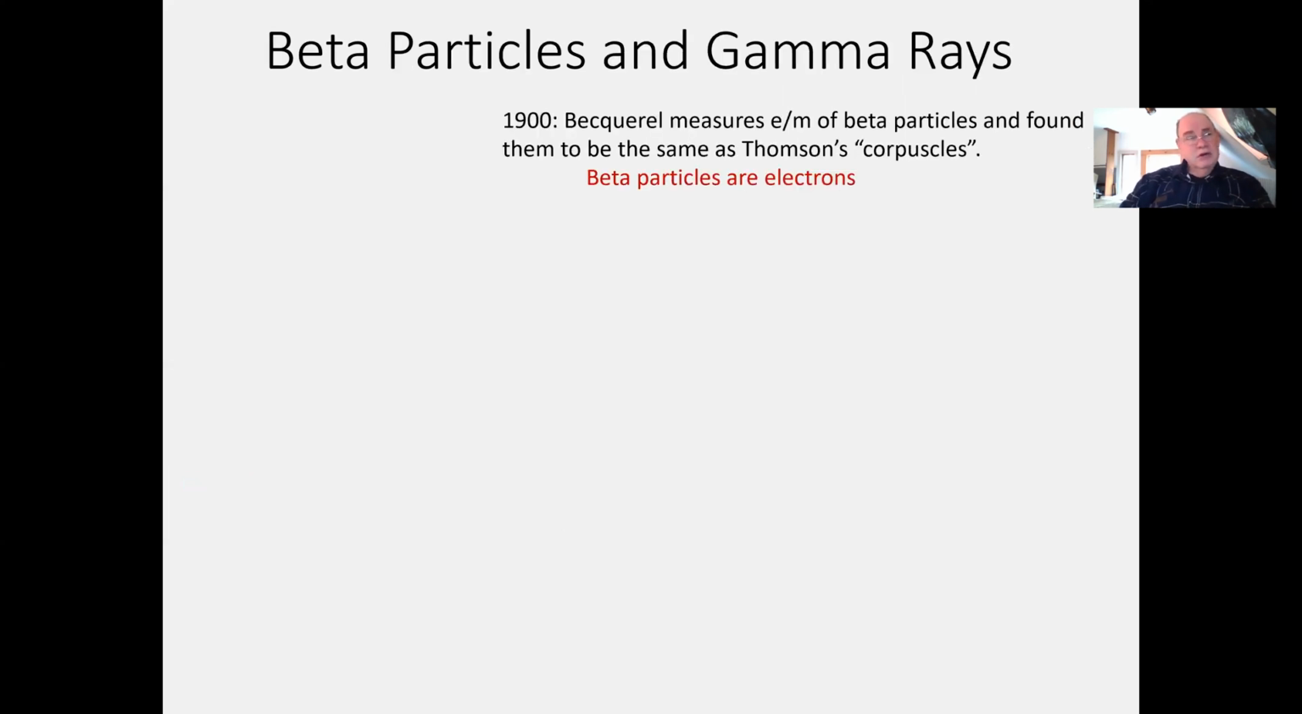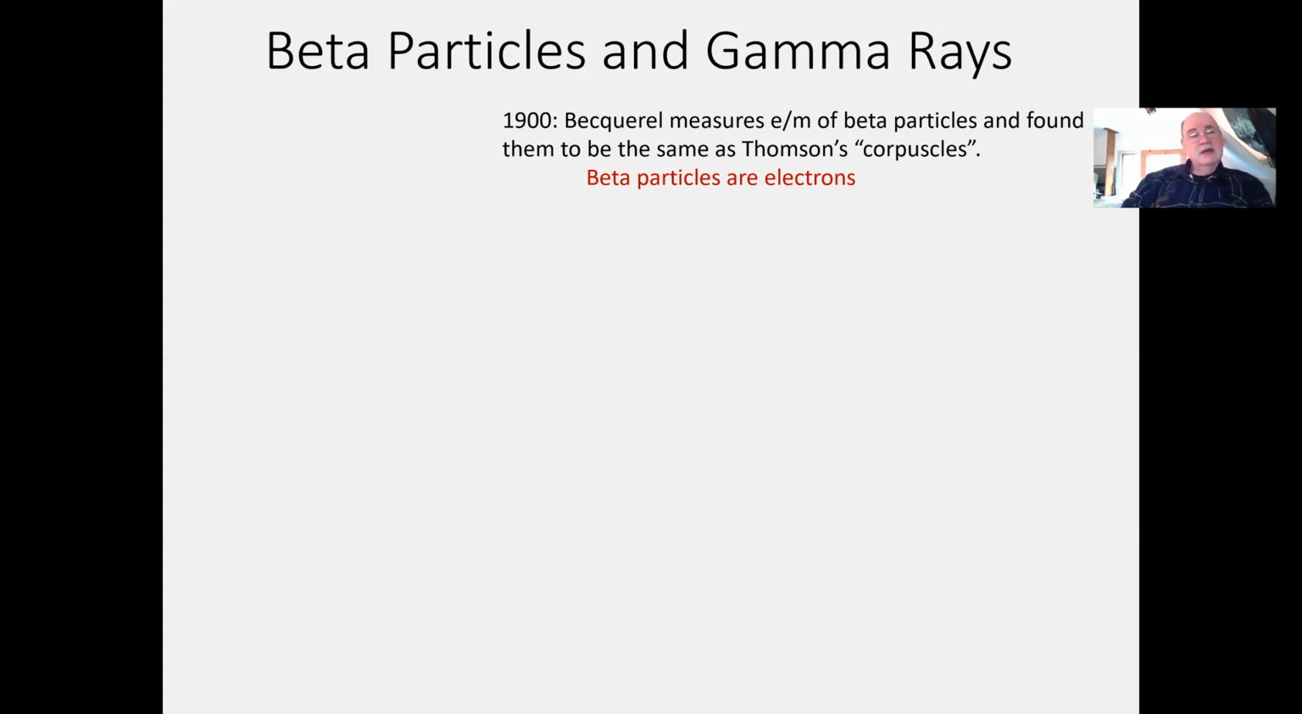Turns out that our friend Becquerel, the last great contribution he makes to his discovery of radioactivity, he uses the Thomson model, the Thomson experiment, to calculate the charge to mass ratio of the beta particles. And he finds them to be the same as electrons. He finds that the ratio is exactly what Thomson found for the electron. Can't be a coincidence. Beta rays are in fact beta particles. Beta particles are in fact electrons.